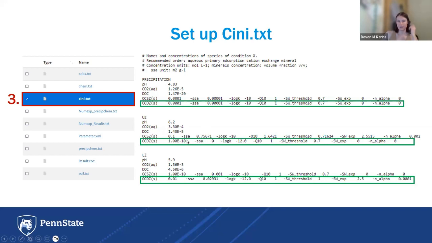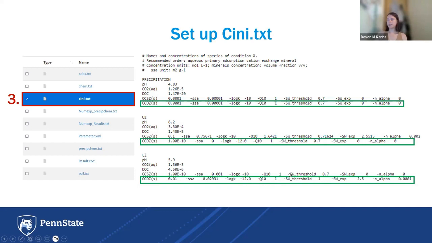And we'll set the specific surface area to 0 here. So this reaction rate should essentially be 0 in the shallow zone. And then in the deeper zone, we'll set this to a higher volume fraction, a higher surface area, since this is the organic carbon phase that we want to be consumed in the deeper zone.